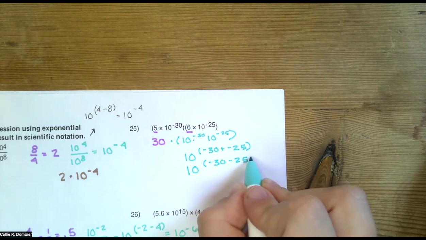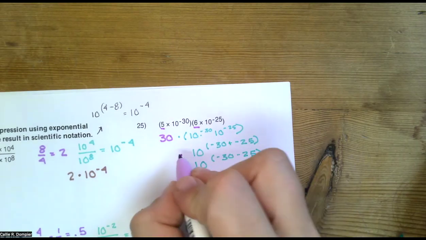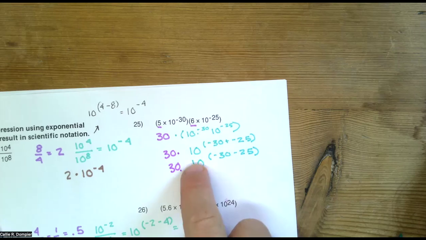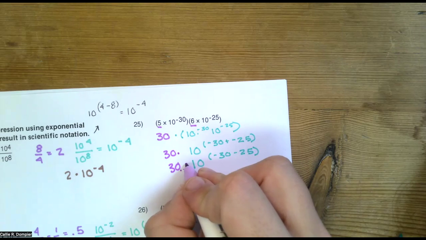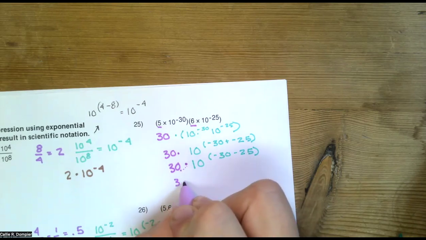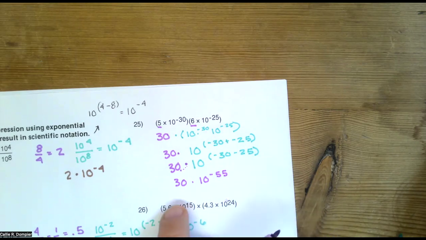If I try to write and talk at the same time and I'm not writing and talking about the same thing, it comes out wrong. That's supposed to be multiplication. So negative 30 minus 25, you're combining two negatives, right? So that's negative 55. So that becomes 30 times 10 to the negative 55, but 30 still needs to be put in scientific notation.